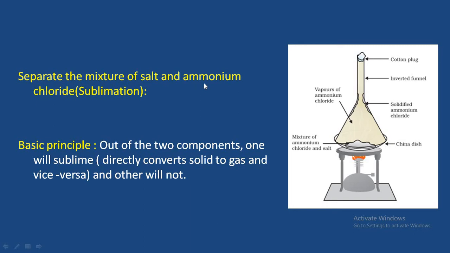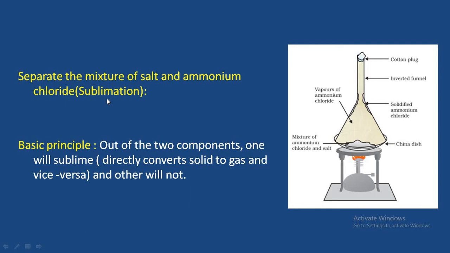Here we have salt and ammonium chloride. Ammonium chloride is the substance present in the mixture of salt and ammonium chloride, and this ammonium chloride easily sublimes, means it directly changes from solid to gas without changing into liquid. This process is also known as sublimation.